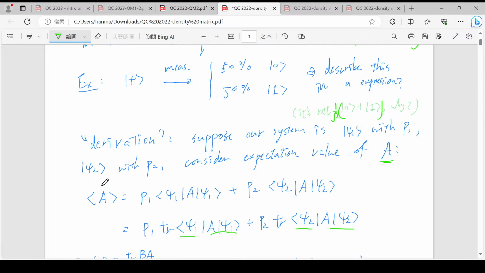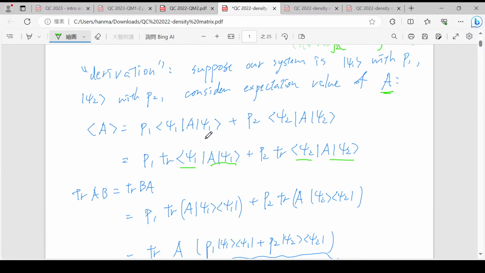As we know, the expectation value of some operator A in some state is the inner product of the state with A applied to the state. So if the state is psi 1, then the expectation value is <psi 1|A|psi 1>, and similarly for psi 2, it's this expression. And they have mixture probabilities P1 and P2, so when you take the expectation value, you should average according to P1 and P2. So the expectation value should be this.